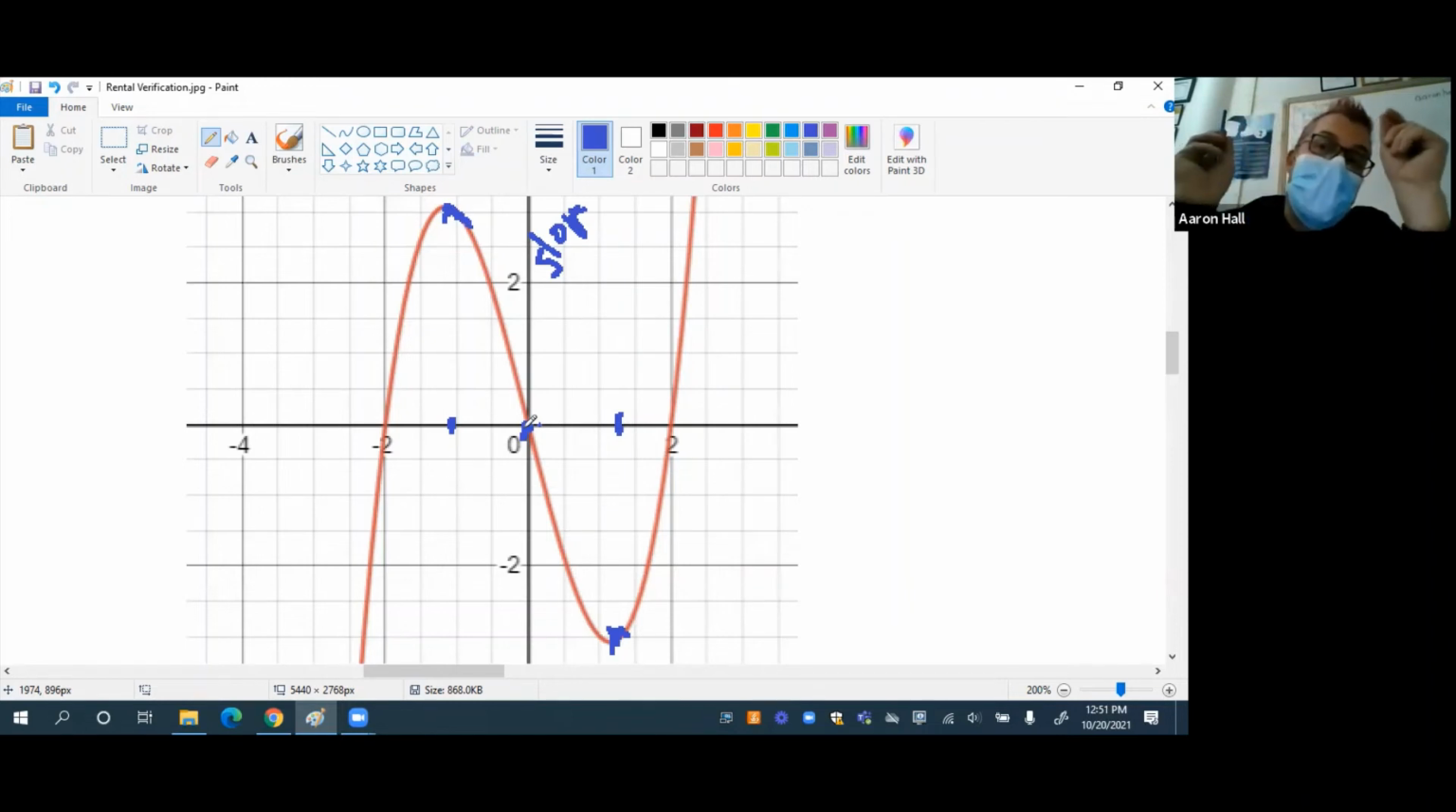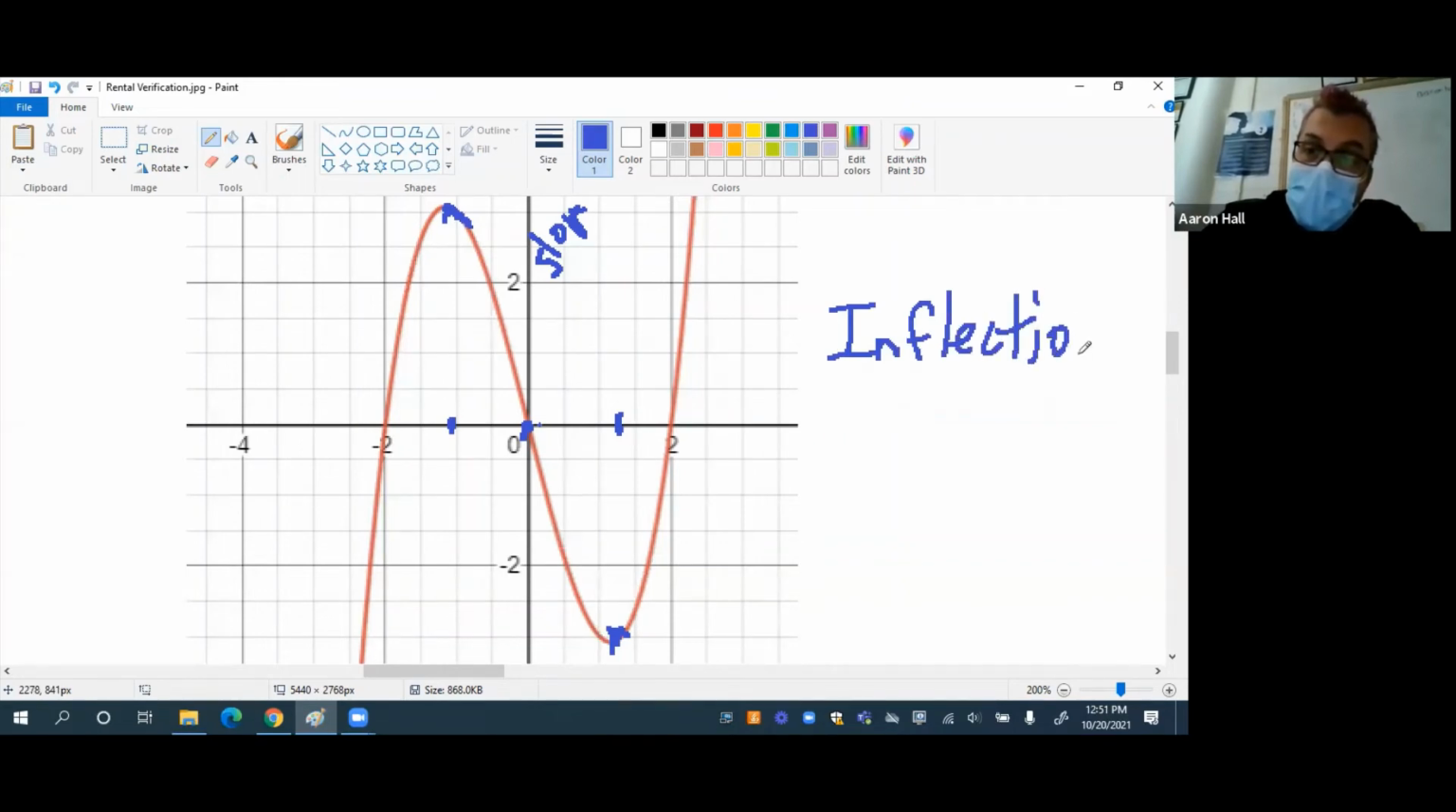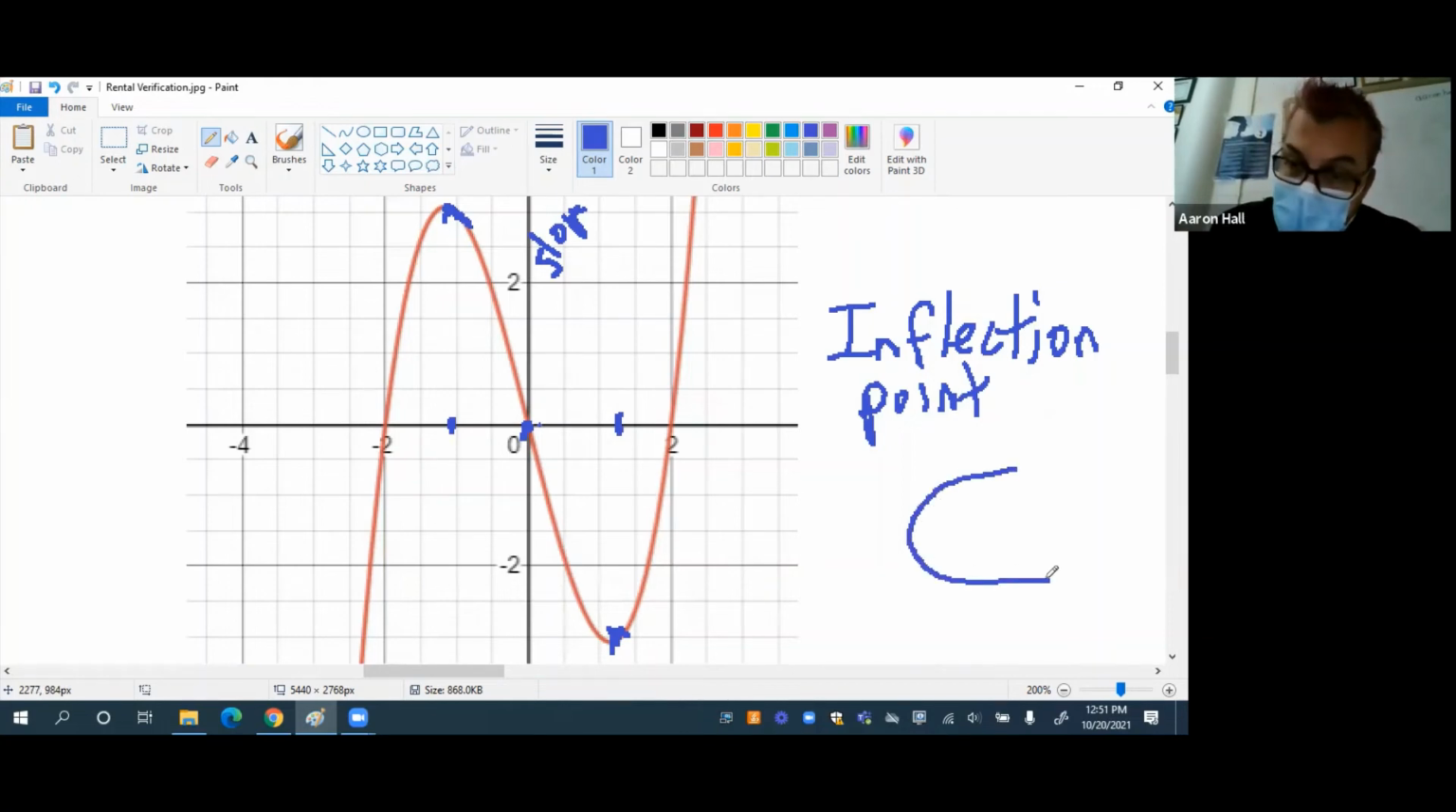That's an important word to remember in this class. Inflection point. An inflection point is where the graph changes its concavity. We don't use the word convex in this class. We only use the word concave. What does concave mean? Think of it as a cave. Here's my little cave right here. The cave part is the direction of the concavity.